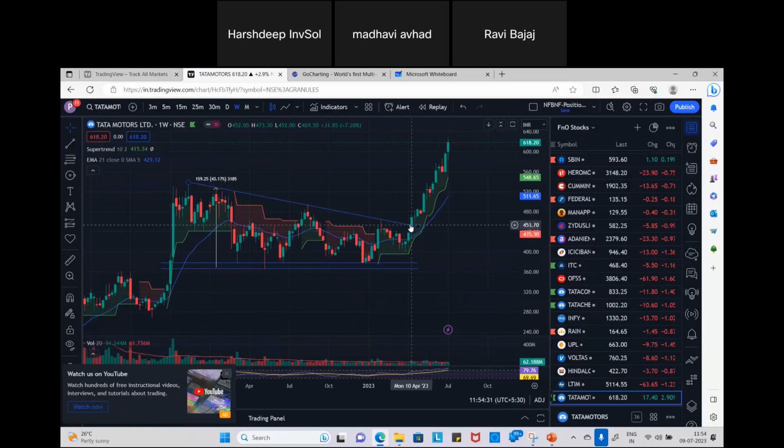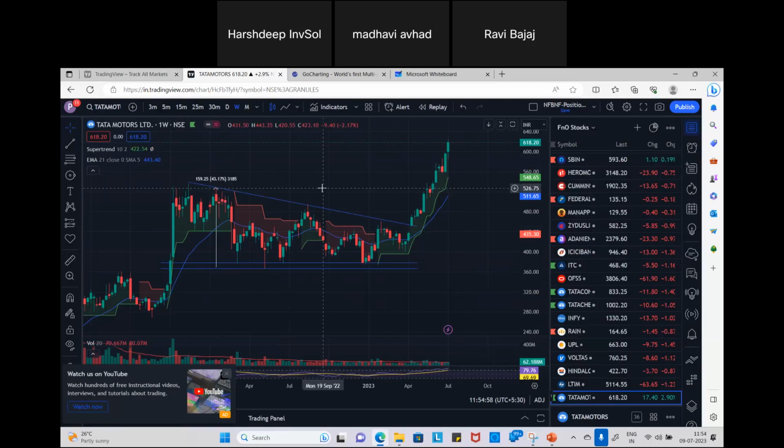Okay. So you can see that there is a breakout and the stock has moved and given the target. The breakout was somewhere close to this price, 462, and the current price is 618 rupees. We are also expecting the Tata Motors stock to reach 700 rupees, which is roughly around 15% from now.